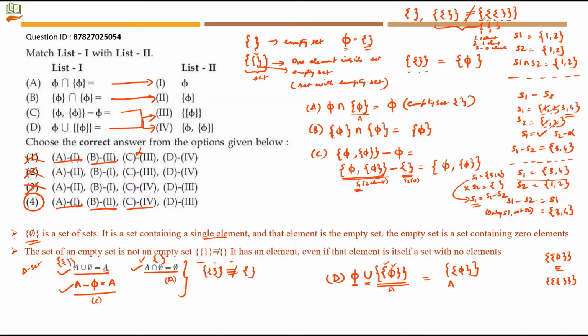For D, we use A union empty set. So using these 3 operations, we are just mapping A, C and D to the answer. Regarding B, it is just similar to this example. Let's take this to be S1 and let's take this to be S2. Since S1 and S2 have equal number of elements and the same elements, we are just finding that element to be the intersecting element. Option number 4 will be the right answer.